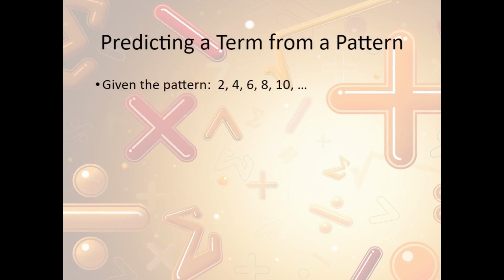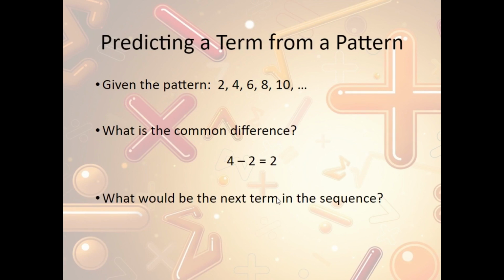Predicting a pattern. If we're given the pattern of 2, 4, 6, 8, 10, and we're asked what is the common difference, we should notice that every time we go up 2, so the common difference is 2. The question is, what would be the next term in the sequence? After 10, what would be the next one? We know that we're going up by 2 each time, so we add 2 and we get 12. So the next term would be 12.